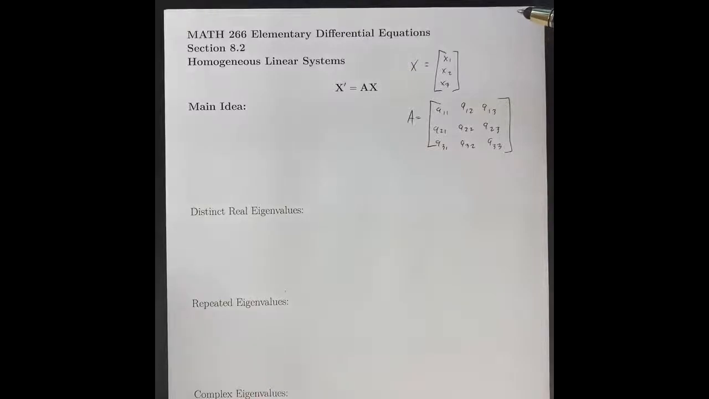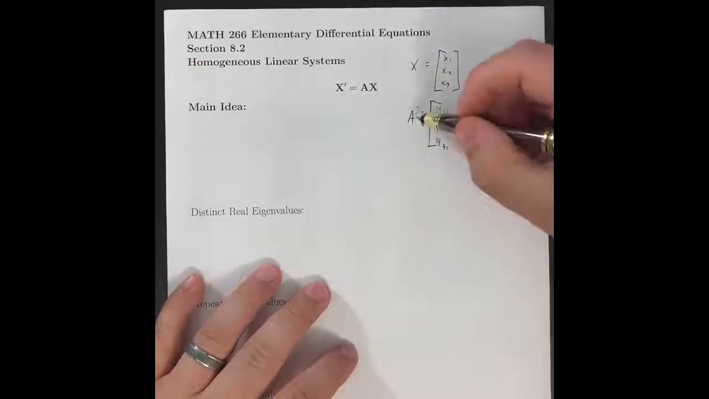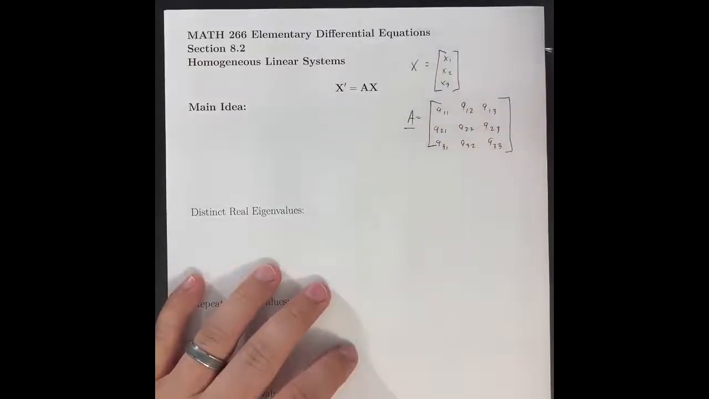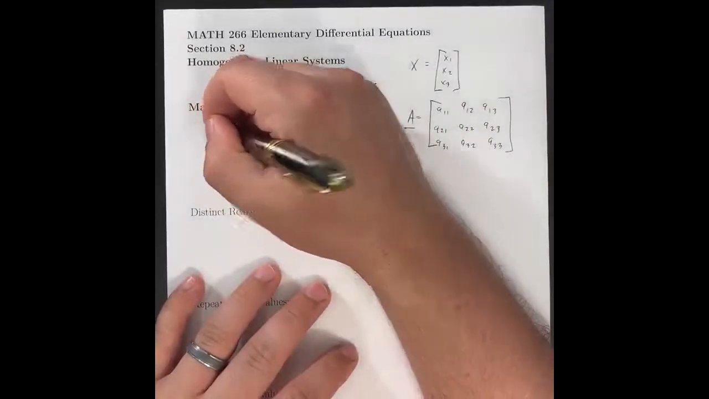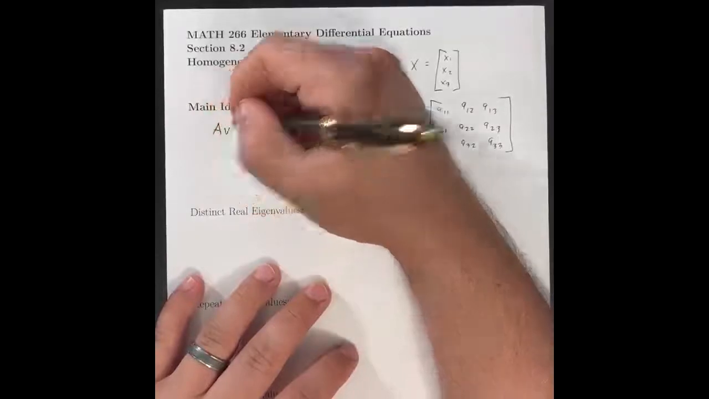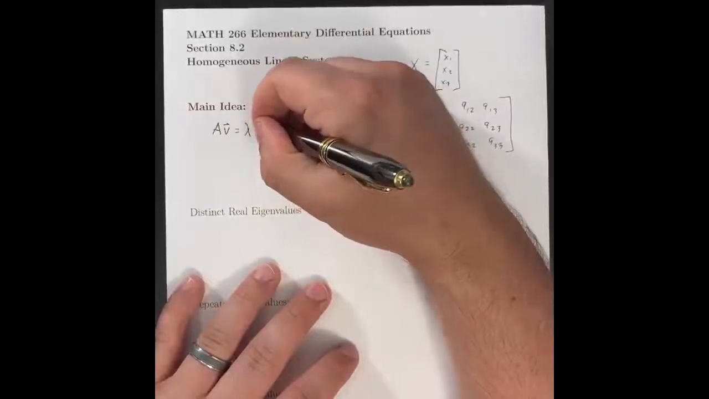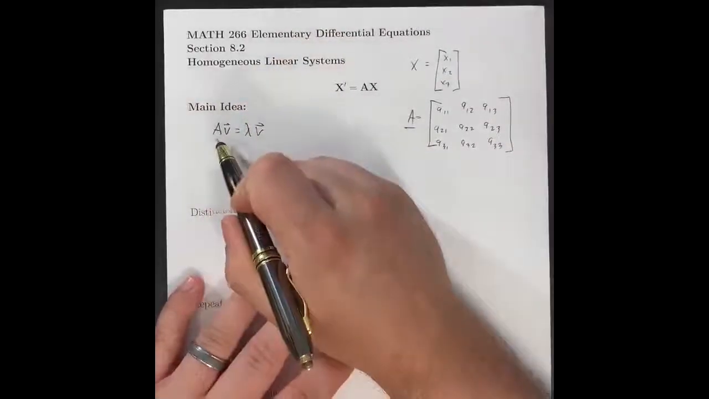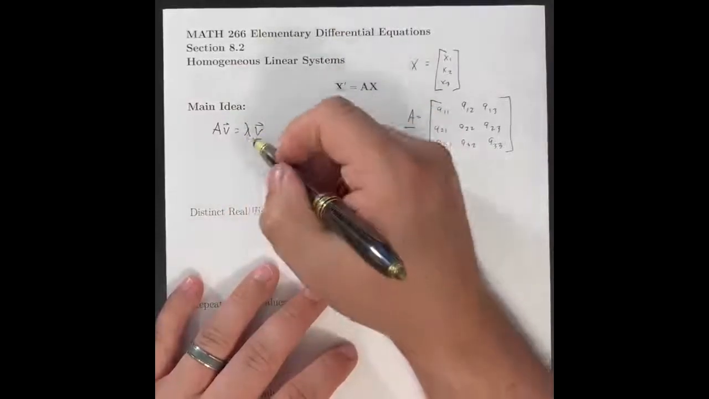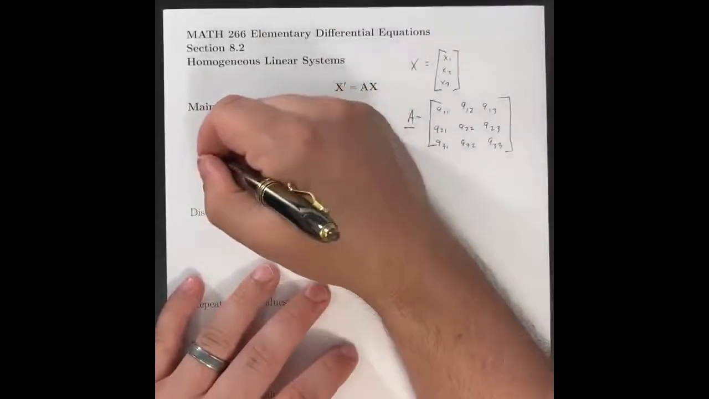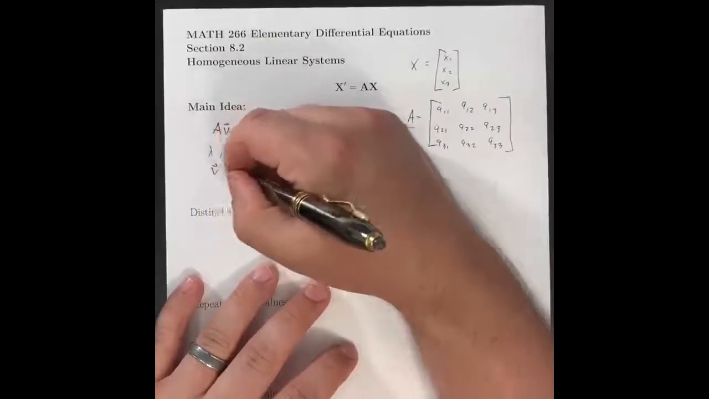So what's the idea? How do we solve this? The main idea is that the eigenvalues and eigenvectors of A tell us about the solutions to this differential equation. The eigenvalues and eigenvectors solve this equation: A times a vector v equals lambda times that vector v. So if we multiply a certain vector by A, we get a multiple of that vector. The multiplication factor lambda is called the eigenvalue, and the vector v is the eigenvector.